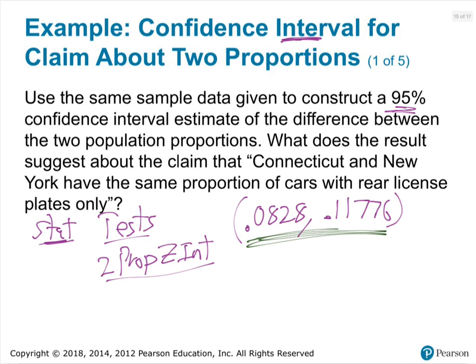What do we mean? This is a confidence interval for what? For the difference. Remember what we were doing here. This is the difference between the two populations. So in other words, this is P1 minus P2.